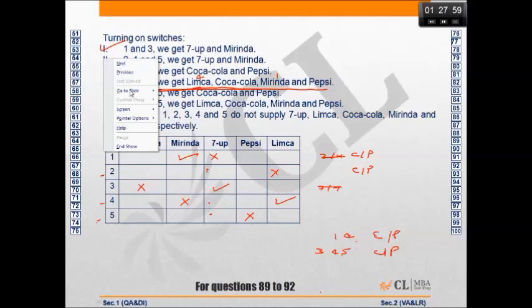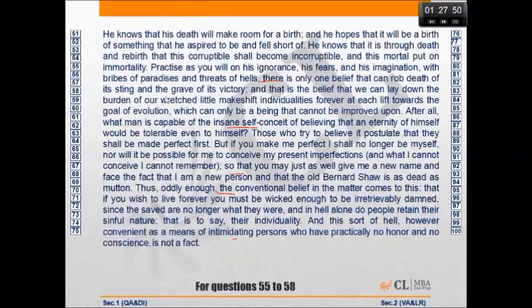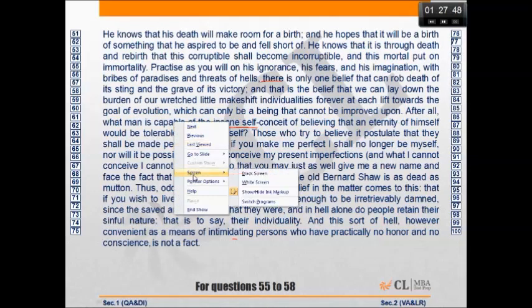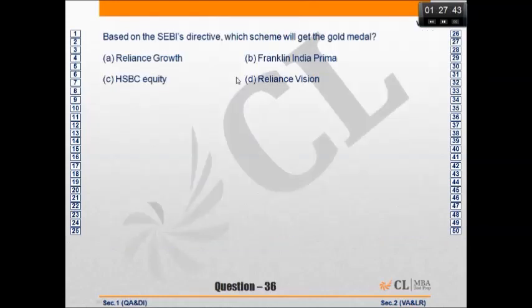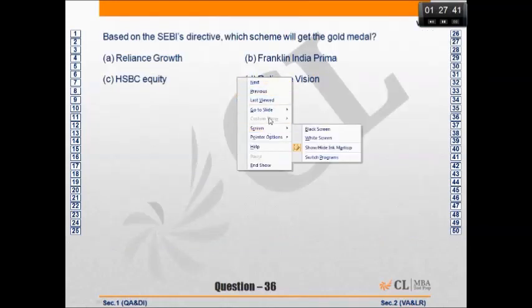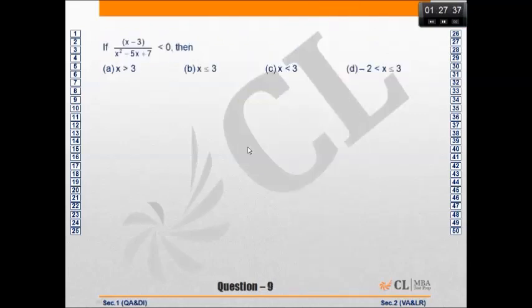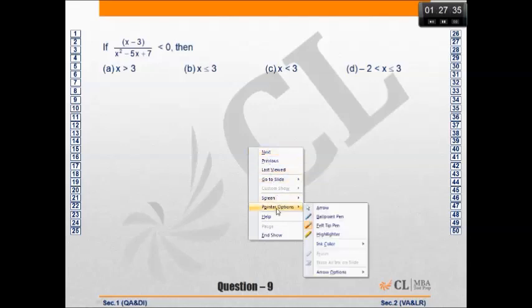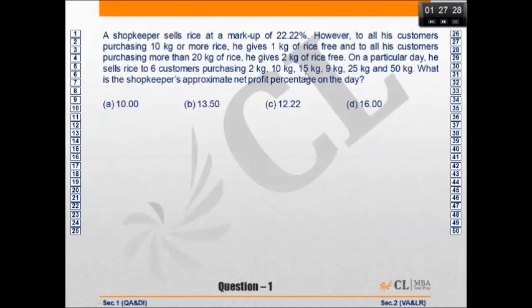Go to slide. Let me just start with quant. I have taken a couple of extra minutes for quant from there. Maybe I should not have done it, but that's fine. Okay, now let me start with this one.